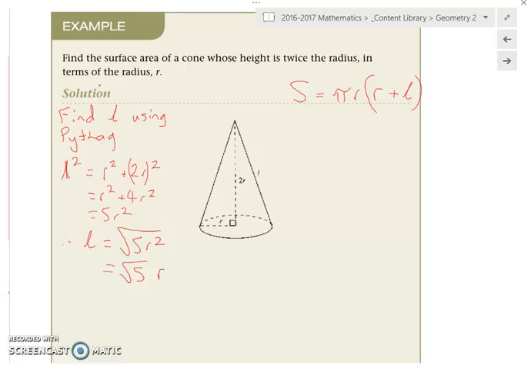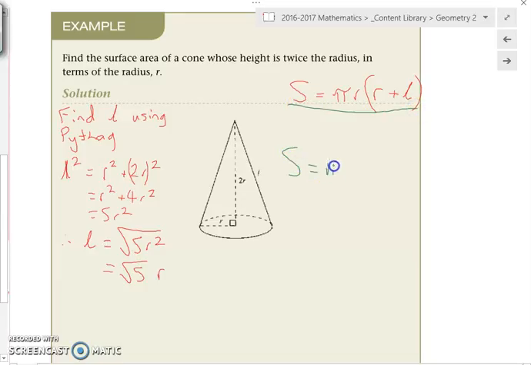All right? So now what do we do? So we've found L now in terms of r. This is what it means by in terms of r. We've got L equals something r. Cool? So now we sub. So we're going to go back to this formula up here and go surface area equals pi r plus, instead of L, what are we going to put in? Square root 5r. Cool?